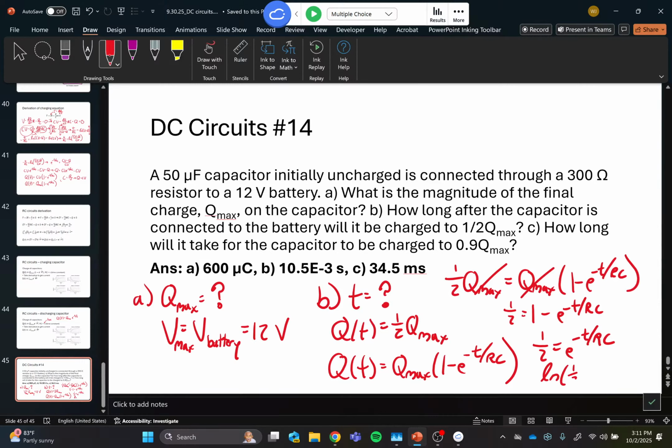Take the natural log of 1/2, which equals negative t over RC. So t equals RC ln 1/2. You plug in numbers and great. What do you do instead when it's 0.9 Q? Replace 1/2 in the beginning with 0.9 and go through the same motions.